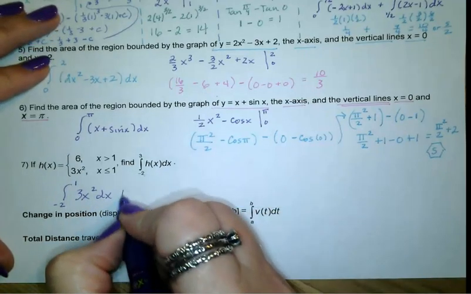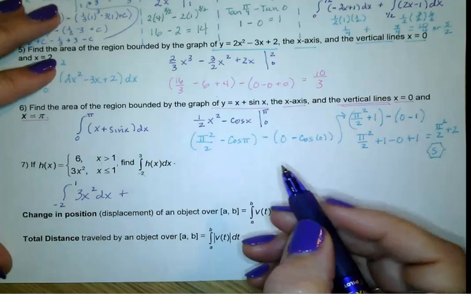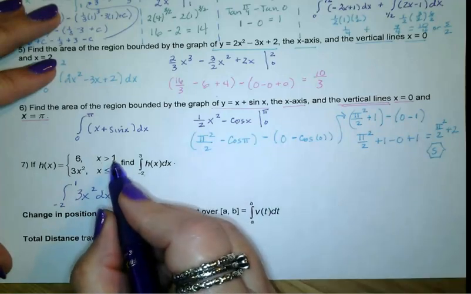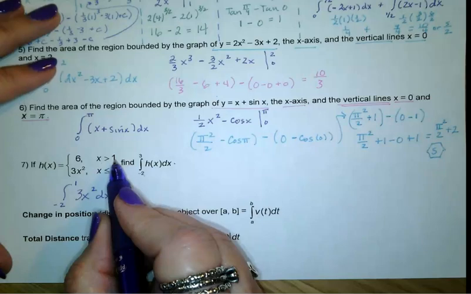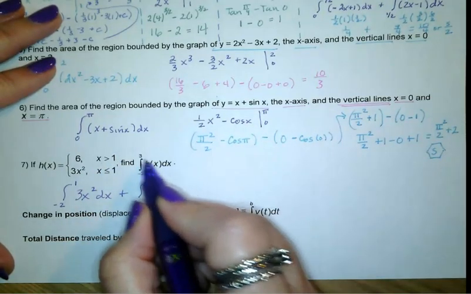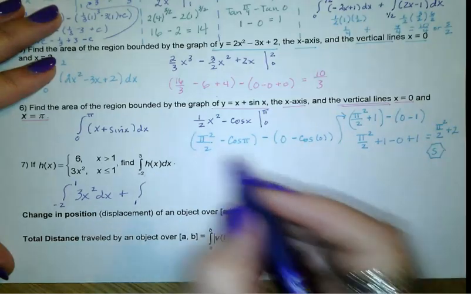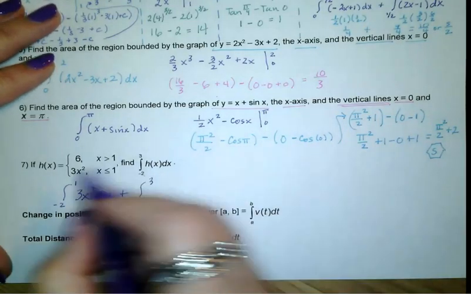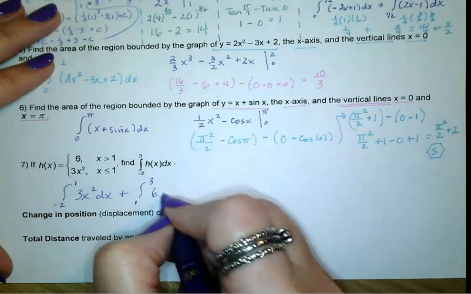Now we're going to add to that the second part, which remember we said it was breaking at 1. So these are all the values that are bigger than 1. So then we're going to go at the 1, and we're going to this upper bound on the original integral, 3, and then it's 6 dx.